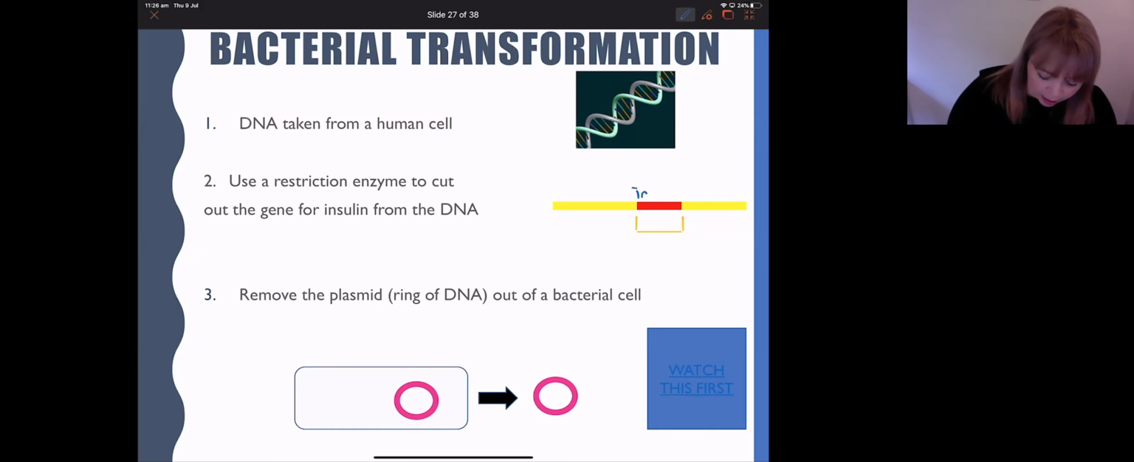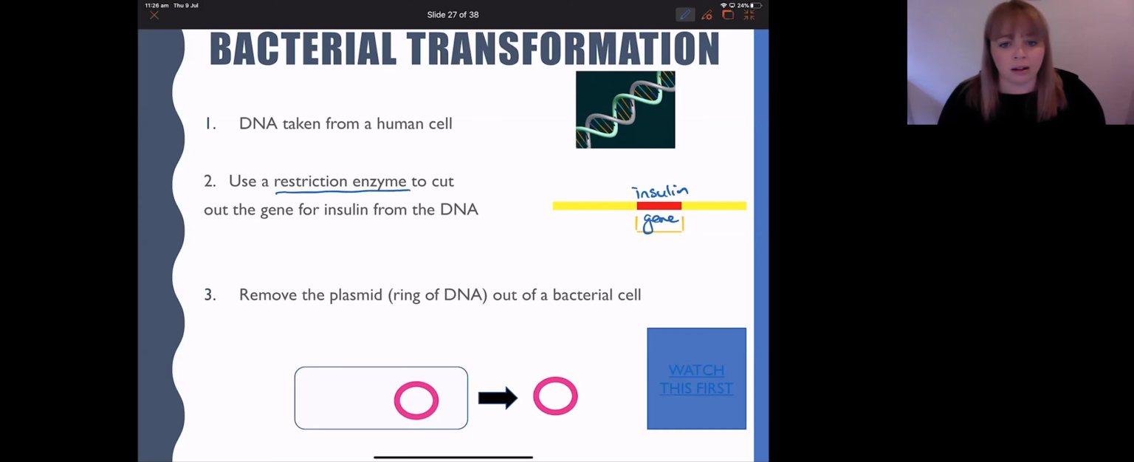So over here, you can see here is the insulin gene. And we're going to use a restriction enzyme and cut out the insulin gene. So we're going to cut out the insulin gene using this. Now, usually we leave sticky ends. Why would we want sticky ends? We want that complementary and very specific binding. So we're going to cut them out using sticky ends.